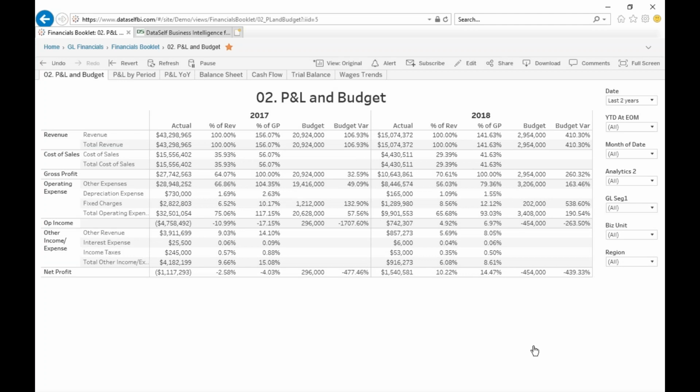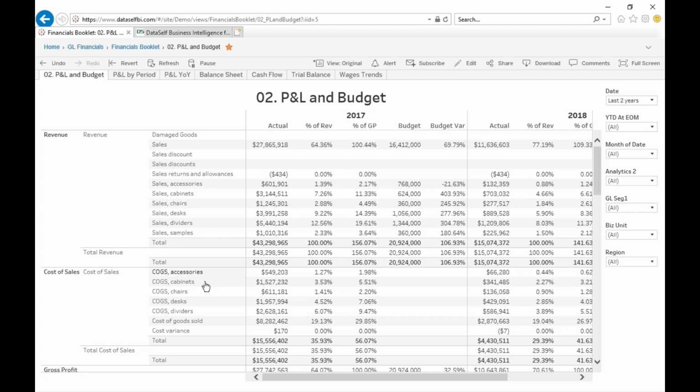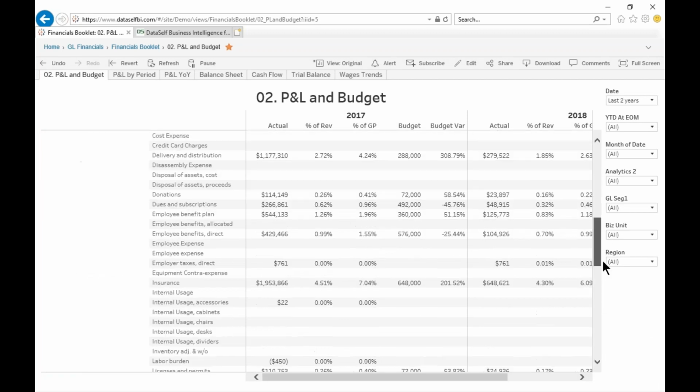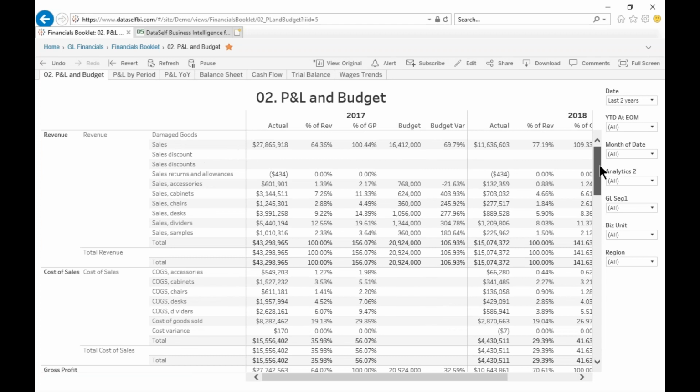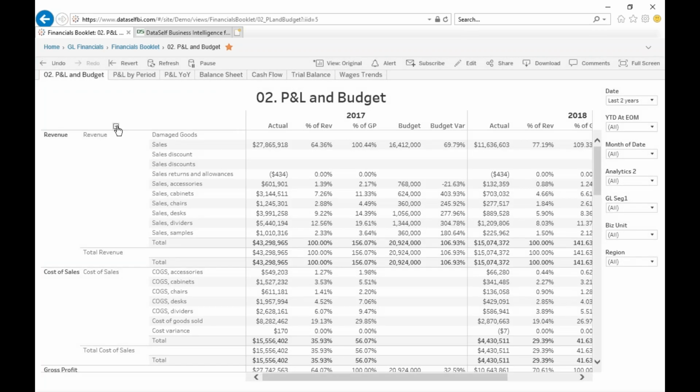To drill down into P&L sub-accounts, hover over this column and click the plus signal at the top of the column. There it is. You can collapse these drill downs by hovering over the parent column and clicking the minus signal like this. There it is. So expand or drill down and collapse.